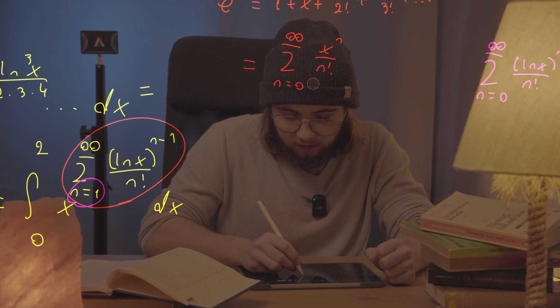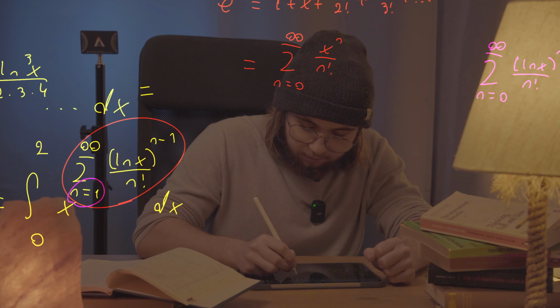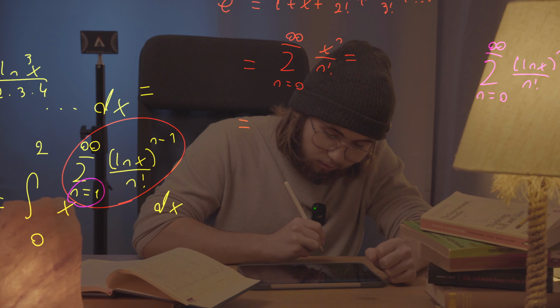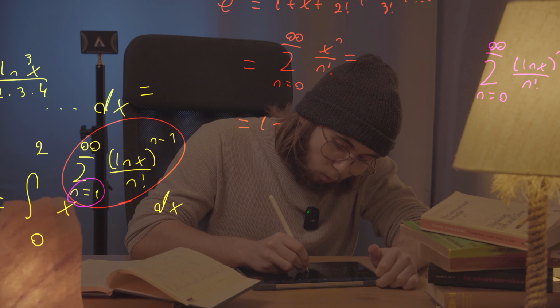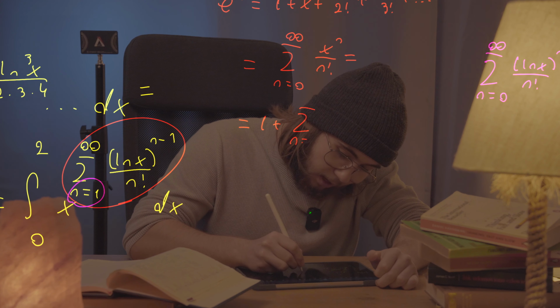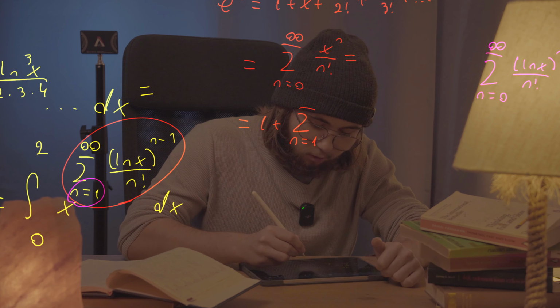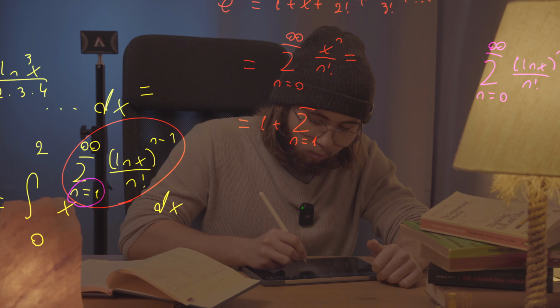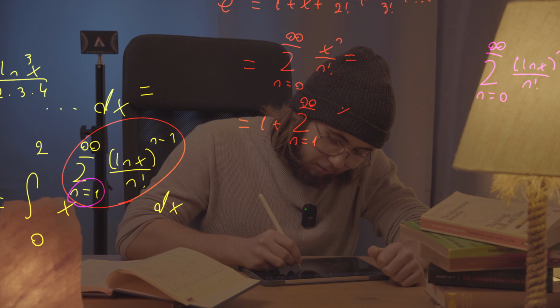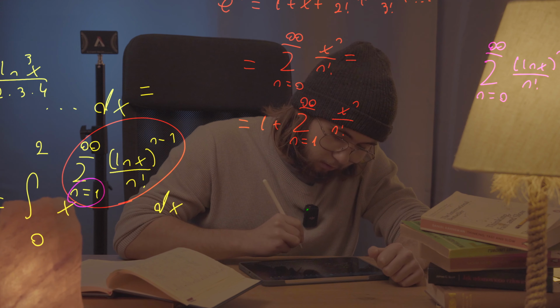There's no problem in that. We can just take out the first term from the Taylor series expansion for e to the x. We're going to get 1 plus the sum as n now goes from 1 up to infinity of x to the power of n all over n factorial.